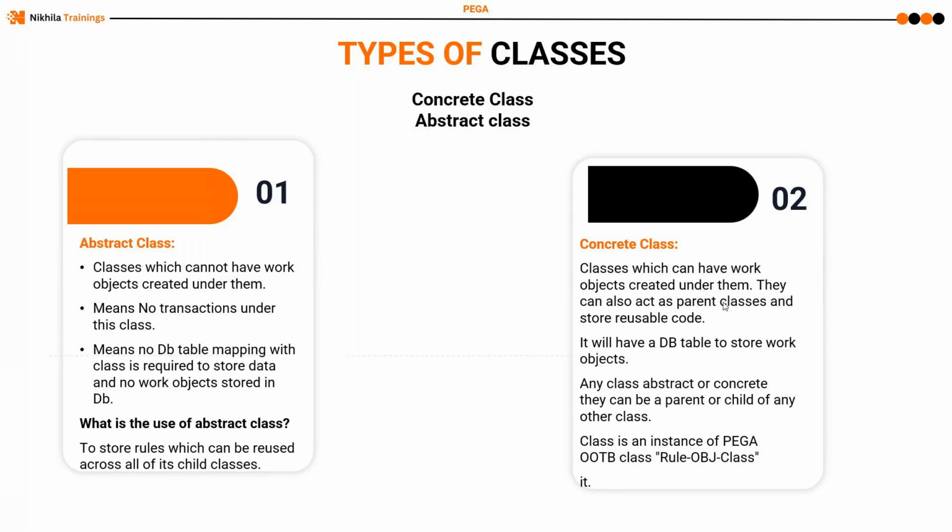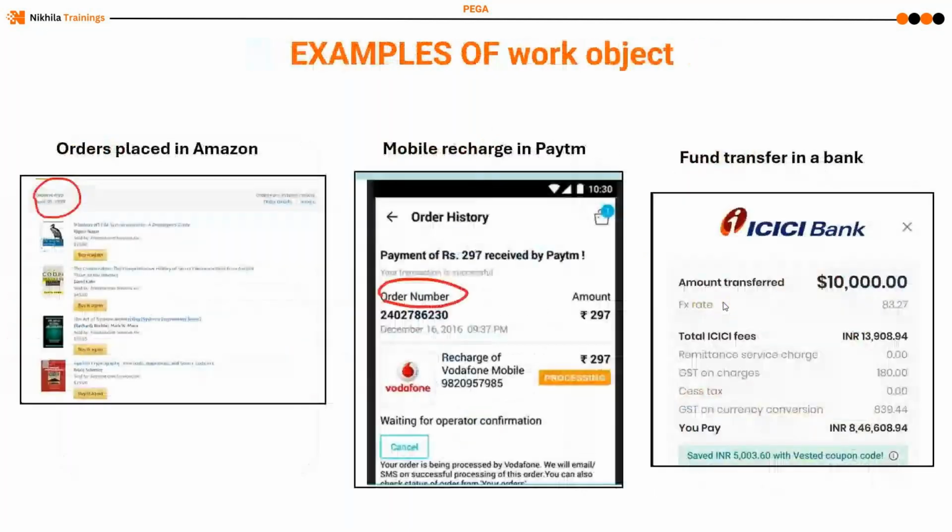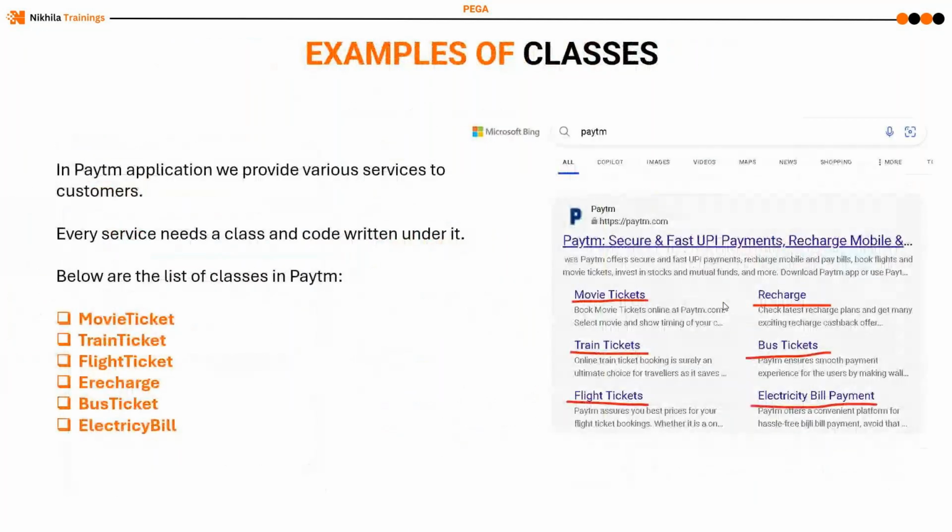See, concrete classes means I'm going to put some code under this class, and when somebody executes the code, work objects are going to be created. Like here, movie tickets. It will be a concrete class.